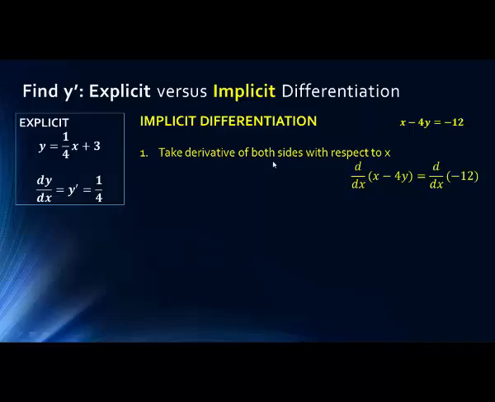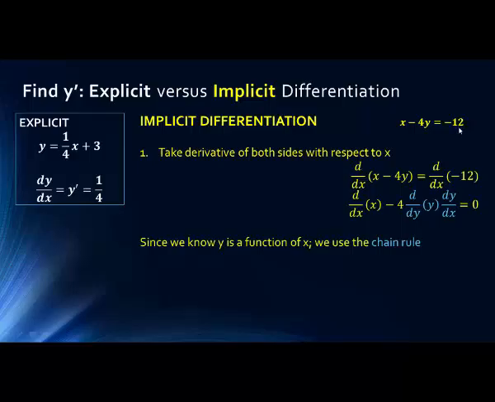So when we're doing implicit differentiation, we take the derivative of both sides with respect to x. Okay? So this is saying take the derivative with respect to x of the left side, and this will equal the derivative with respect to x of the right side. And again, this is nothing new for us algebraically, right? If we do something to the left, we need to do that same something to the right. Okay?